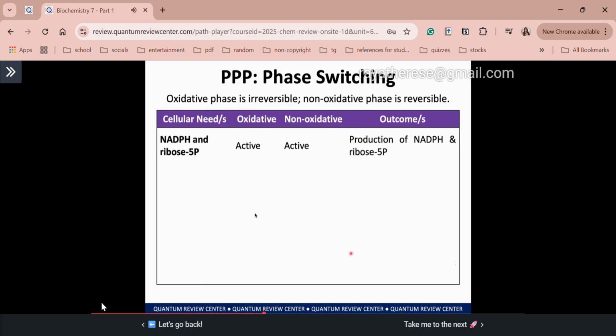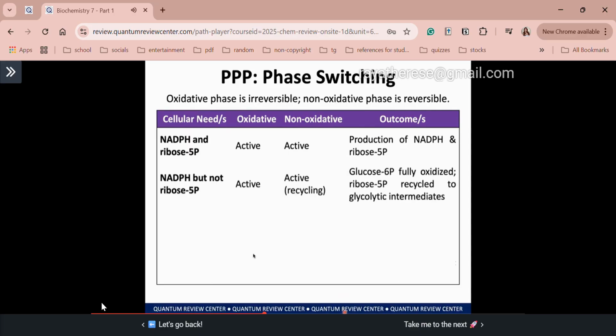Sir, the first condition is easy. Let's add more. We have our second condition: the cell needs only NADPH but not ribose 5-phosphate. That's why the oxidative phase is active. Okay? How about the non-oxidative phase? Well, here you can see it is also active but in recycling mode. Why does it recycle? In order to produce again glucose 6-phosphate to have another round of the oxidative phase. Class, again, here glucose 6P will be fully oxidized to form NADPH, and your ribose 5-phosphate will be recycled to glycolytic intermediates in order to form glucose 6P that will be fed again into your oxidative phase. So in that case, the PPP produces more NADPH. I hope that's clear again. If only NADPH is needed, both phases are still active.